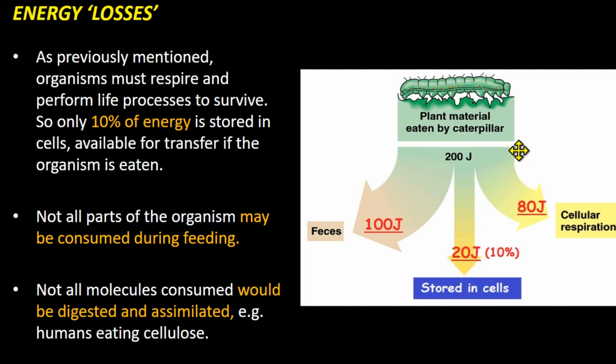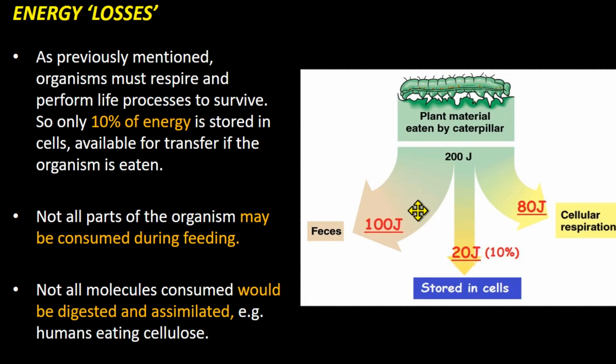So for example here, let's say that this plant material that's eaten by this caterpillar is 200 joules. The caterpillar would only have 20 joules stored in the cells. This is because 80 joules would be used for cellular respiration, and 100 joules might be excreted or ingested. So only 10% is actually stored and 90% is lost to the atmosphere.